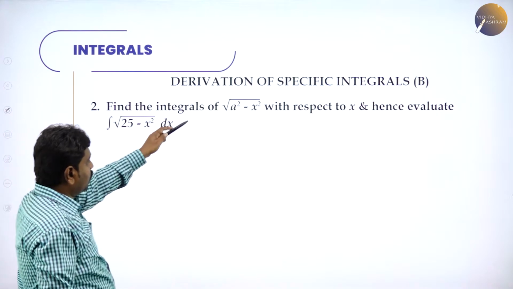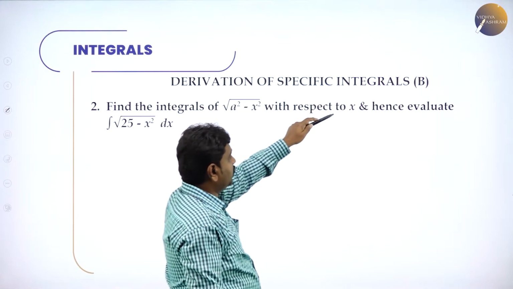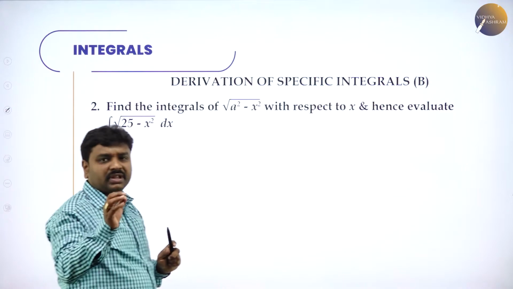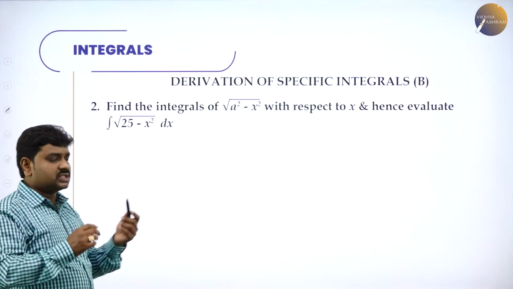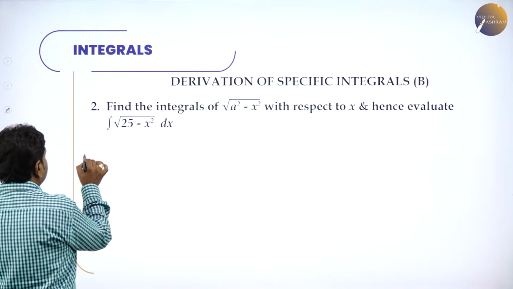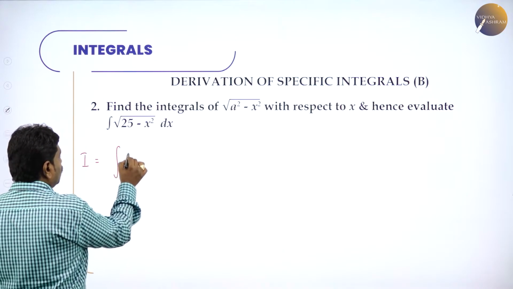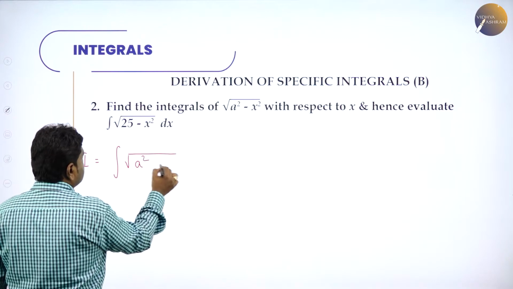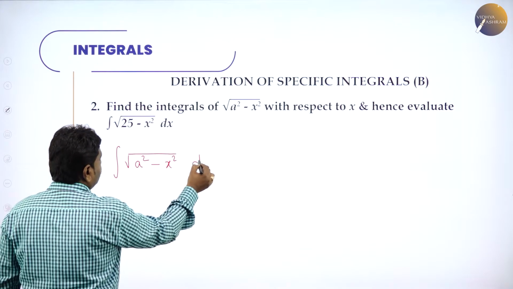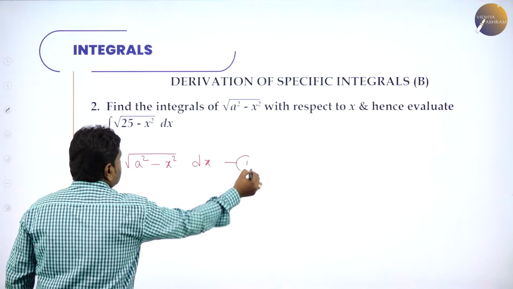Find the integral of root of a square minus x square with respect to x and hence evaluate. Same method as in the last case, we will derive. First take I is equal to the given question, the integral of root of a square minus x square with respect to x, dx. Call it equation 1.